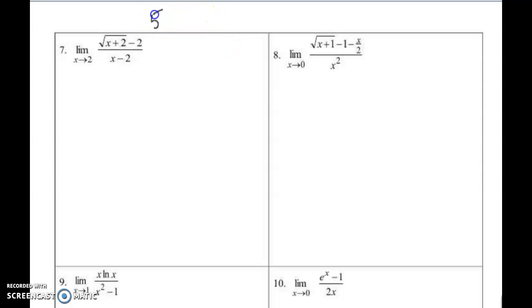Okay, we're continuing 5.6 with L'Hopital's rule. And just a reminder that in order to apply L'Hopital's rule, we need to have both the numerator and denominator be differentiable.